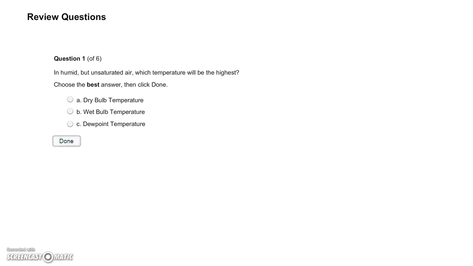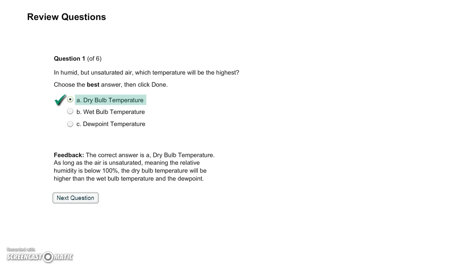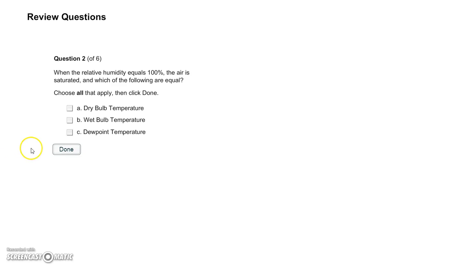Review question number 1. In humid but unsaturated air, which temperature will be the highest? The dry bulb temperature will be the highest as long as the air is unsaturated. If the air was saturated, then the dry bulb and the wet bulb temperature will be the same. But remember, the dew point temperature is always lower than the dry bulb temperature.